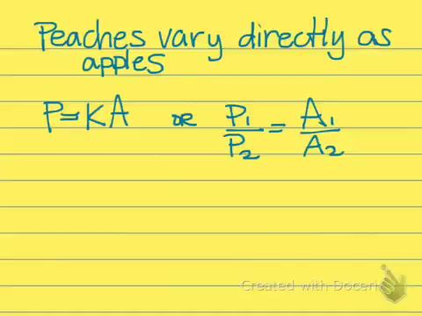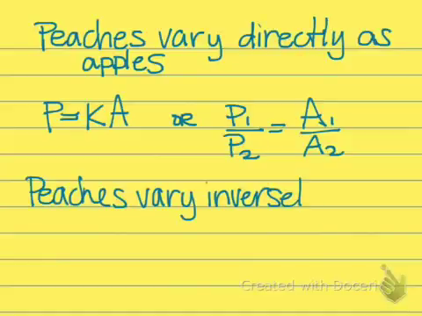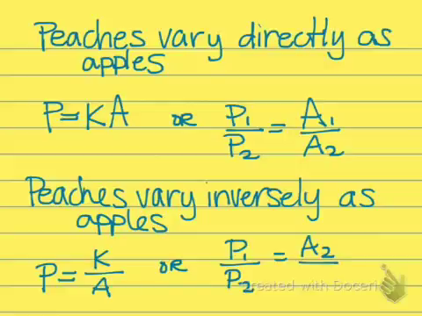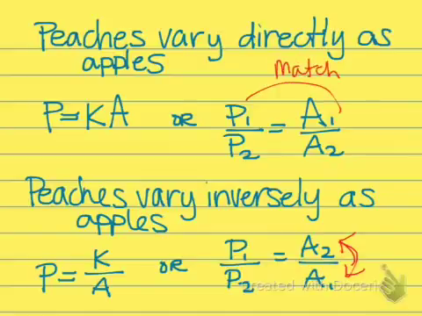That's the ratio form. If we're going to say peaches vary inversely as apples, then P is going to be equal to K over A, or P1 is to P2 as A2 is to A1. Notice that we switched the A2 and the A1. So in the first problem, A1's on the top and it matches, so they match here in direct variation, and then here they don't match for inverse variation. They switch. You get what I'm saying.